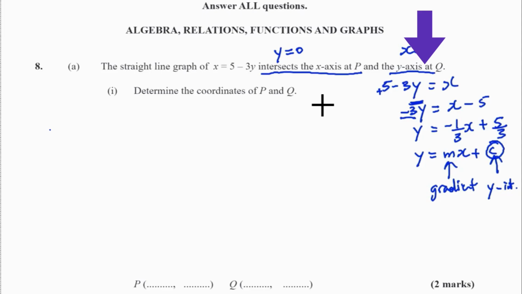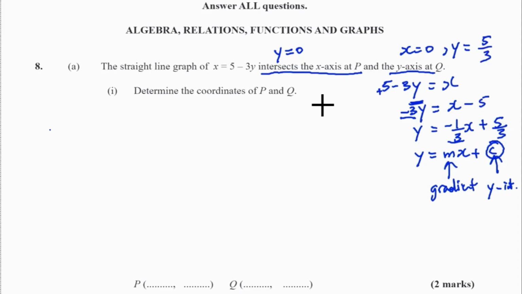In this case, where it intersects the y-axis is at point Q. So just looking at this, once you put this equation in this form with a coefficient in front of x and then a constant, in this case 5 over 3, then I know that the y value where it intersects the y-axis, because that's what the y-intercept is, is going to be 5 over 3.